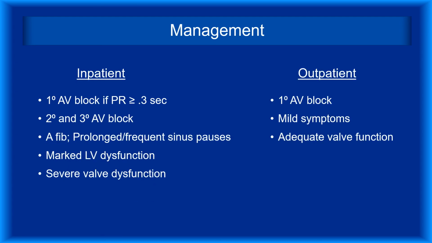The spectrum of Lyme carditis is wide and disease severity is variable. Therefore, it stands to reason that management decisions depend on the specifics of a given case. Patients should be hospitalized if they present with first-degree block in a prolonged PR interval, second or third-degree block, atrial fibrillation with prolonged and/or frequent sinus pauses, severe left ventricular dysfunction, or severe valvular dysfunction. Patients with first-degree block, uncomplicated pericarditis, mild cardiorespiratory symptoms, and normal valve function can be treated as outpatients.